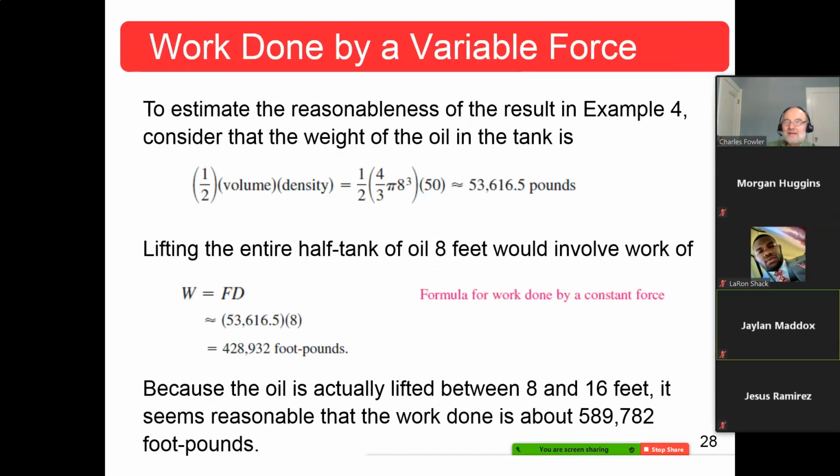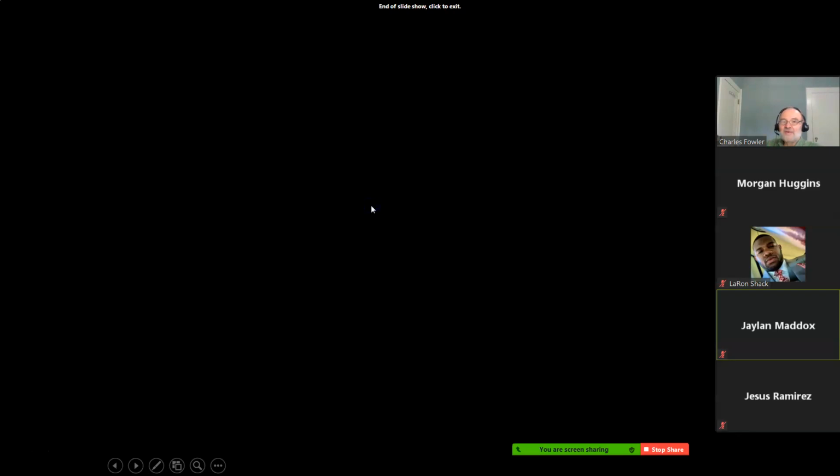Okay. Now, they say to estimate the reasonableness of this answer, let's just consider the weight of the oil in the tank as 1/2 the volume times the density. Well, the volume of the tank is 4/3 pi times 8 cubed. Okay? Now, the density is 50 pounds per cubic foot. 1/2 is because you only have half a tank full.